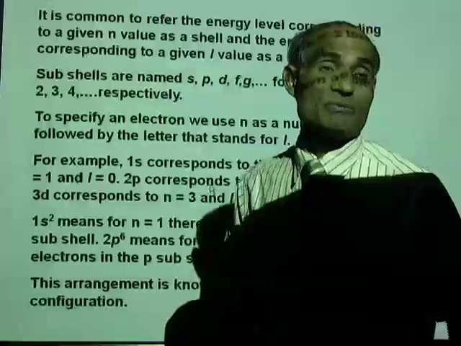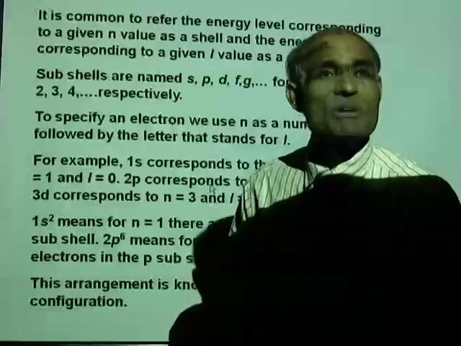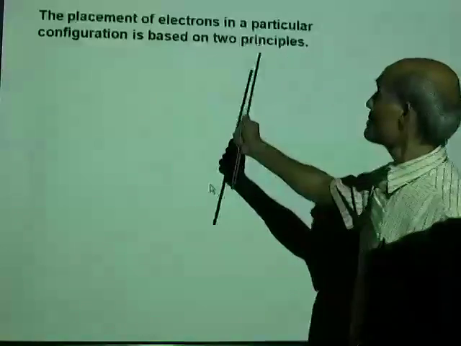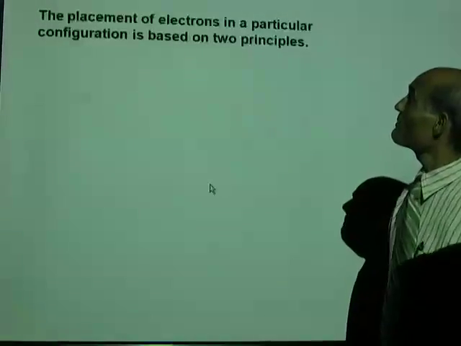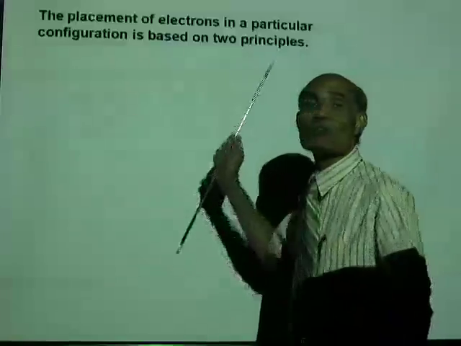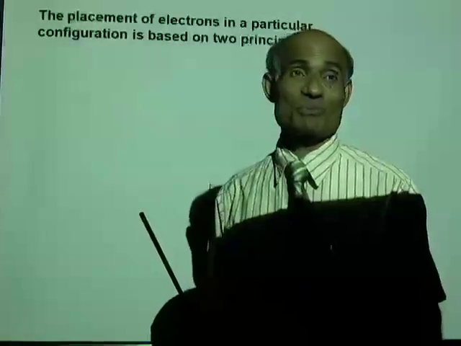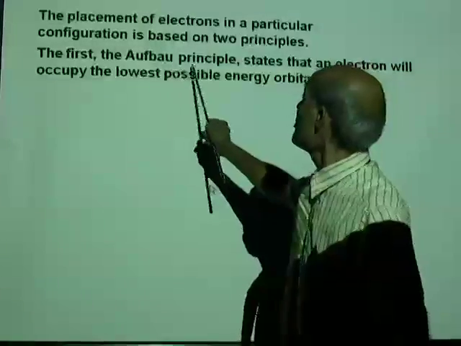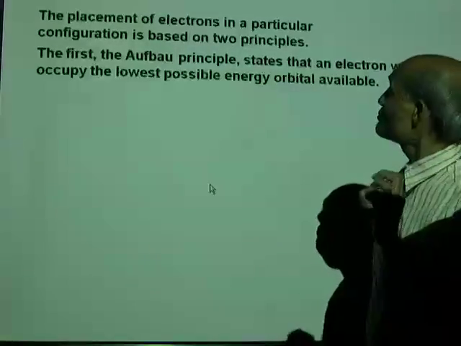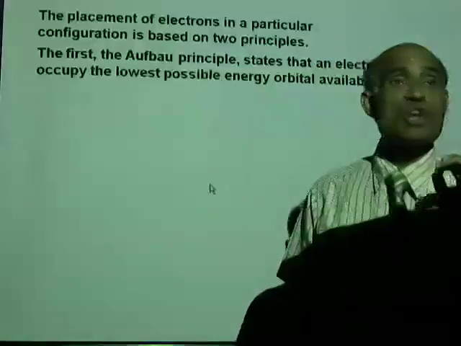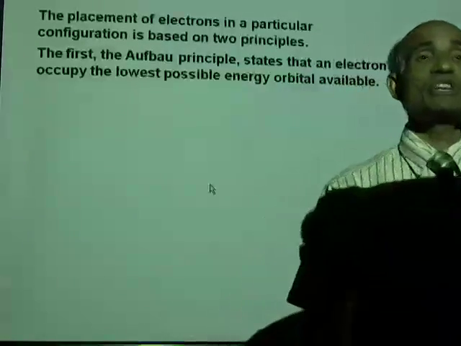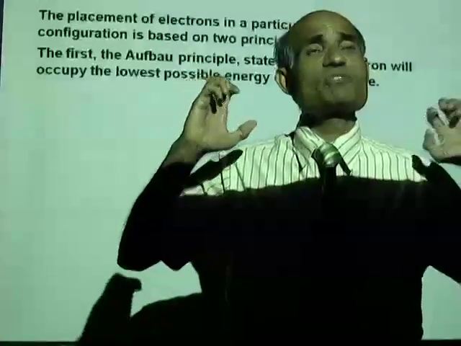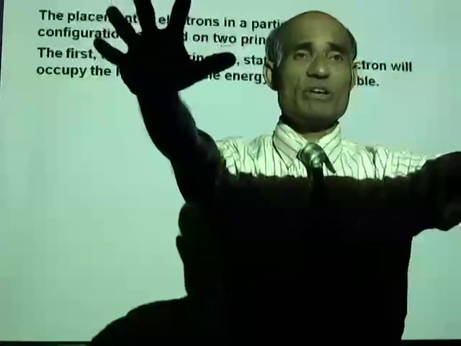I'm sure most of you have done a chemistry course and you are familiar with the concept of electron configuration. Now, the placement of the electrons in a particular configuration is based on 2 very important principles. The first principle is called the Aufbau principle, which states that an electron will occupy the lowest possible energy available. Now, unlike in a class where students would come and sit as far away from the professor, is that right?